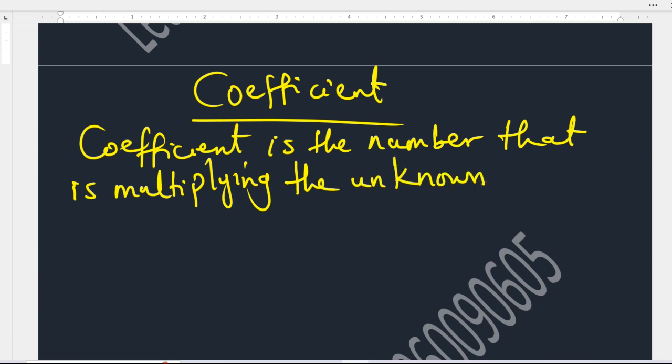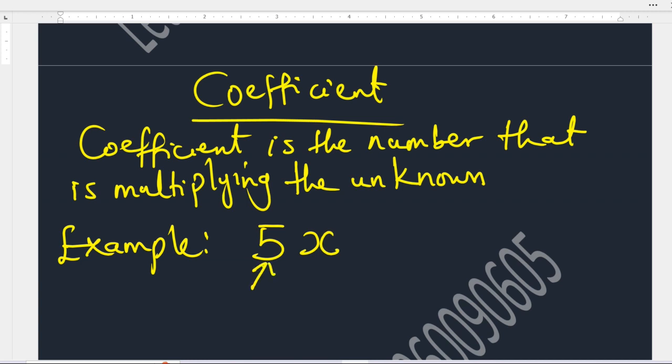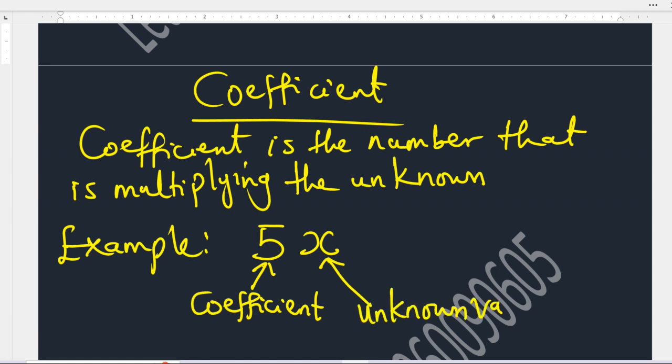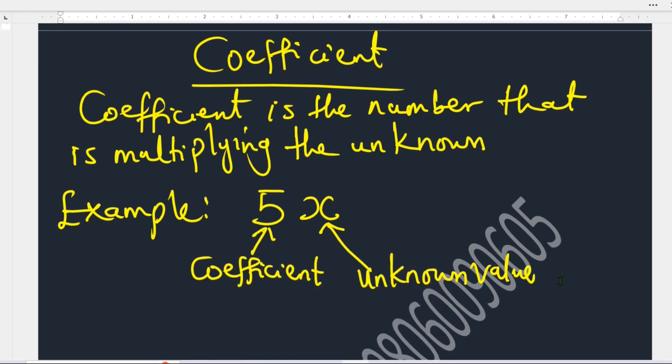Now I'm going to show you what it looks like. Everyone, look at this example. In 5x, 5 is what is called the coefficient, while the x is the unknown value.